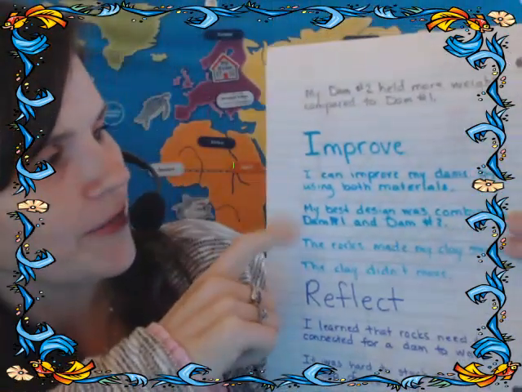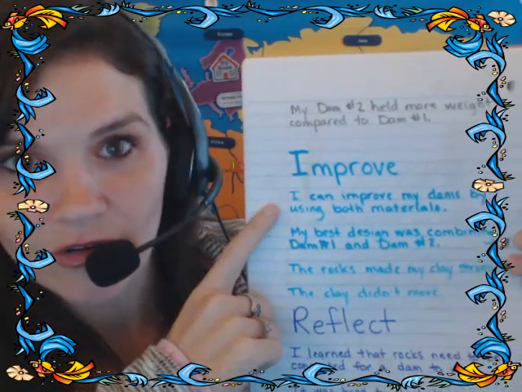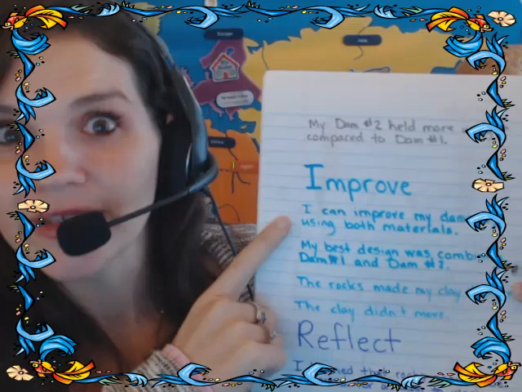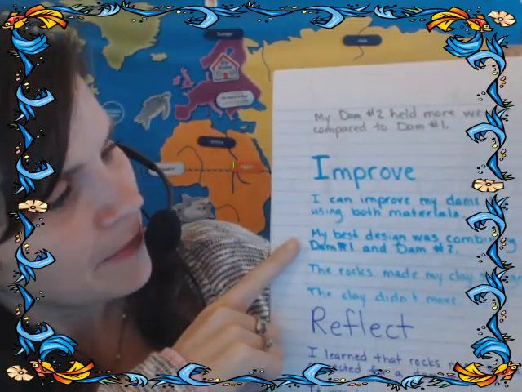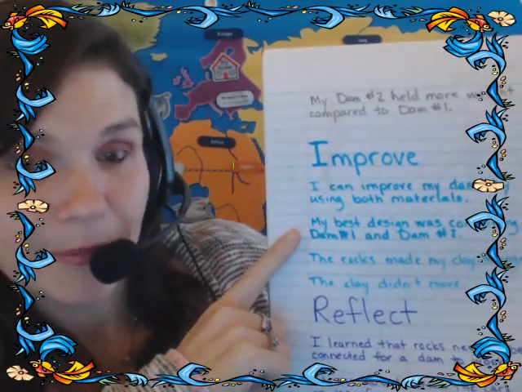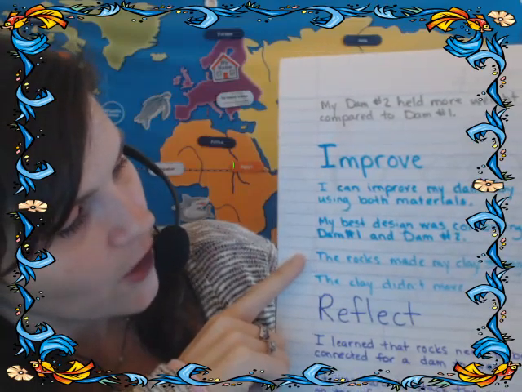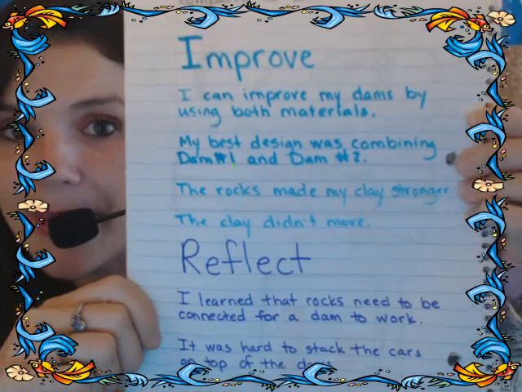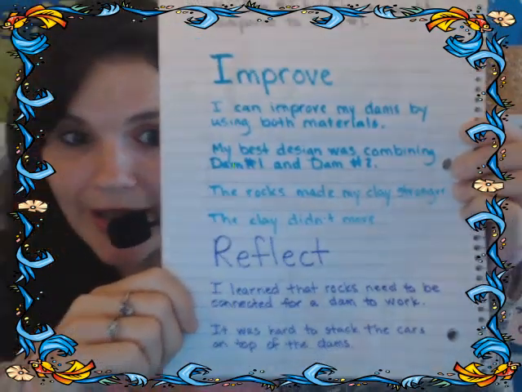That's okay. Here are my sentences. I can improve my dam by using both materials. I realized that my rocks were really strong, but my clay was really stiff and it didn't move. So I thought putting those together might be best. My best design was combining dam number 1 and dam number 2. So when I put those materials together, it did hold the most. The rocks made my clay stronger and the clay didn't move. So I just wrote a lot of notes about how I could improve it and then what happened and why it was an improvement, why it was better.